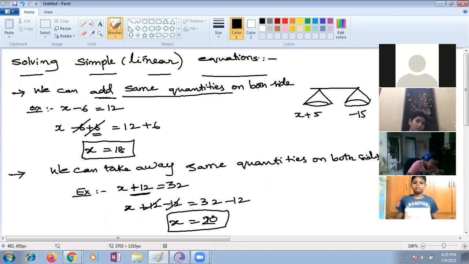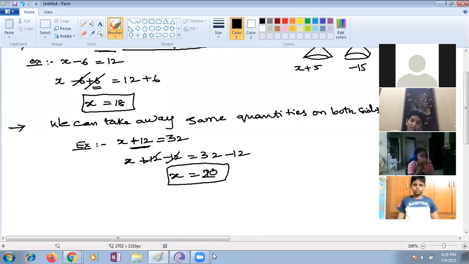We can add the same quantities on both sides of an equation. We can take away the same quantities on both sides of an equation, or you can multiply. We'll go with the multiplication part now, and see how it happens.